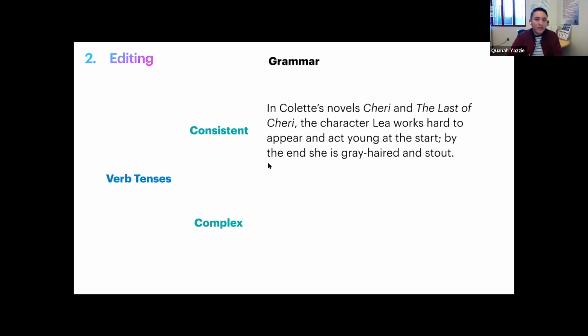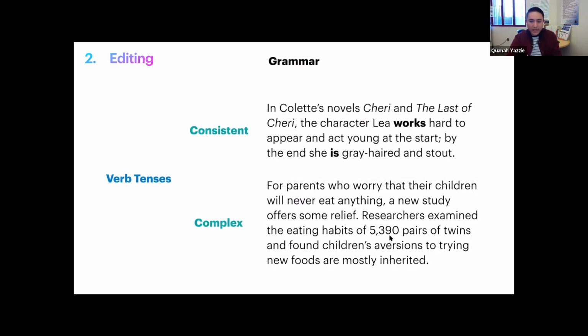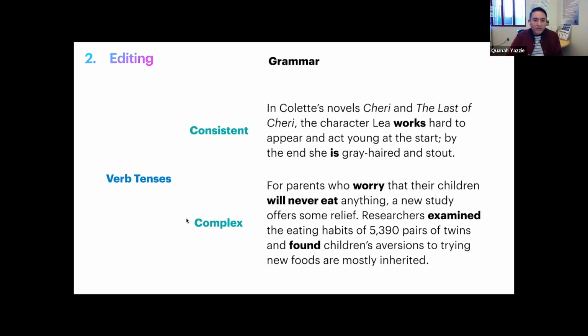And I do run into a lot of students that mix and match a lot of those verb tenses. And when they do that, it's called complex in some instances. But when you're using complex, you have to be very careful in how you're using some of those verb tenses, because when you look at here, this is a complex verb tense, and we're mixing and matching our verb tenses within this paragraph here. So here we have, for parents who worry, which is present tense, that their children will never eat. This is in future tense.